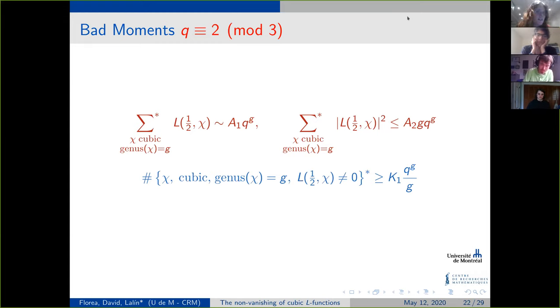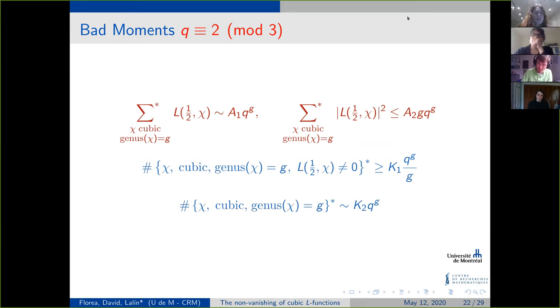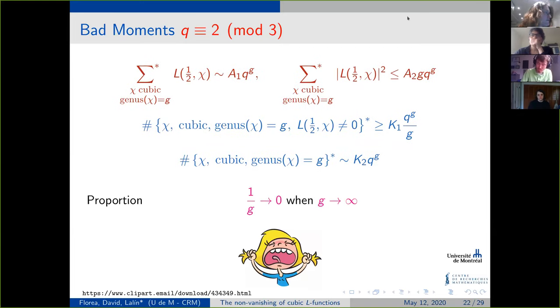Okay, so everything I'm going to say from now on is q congruent to 2 mod 3, so the non-Kummer case. So the first moment is q^G, and the second moment we can bound by G times q^G. But then if you do the trick with the Cauchy-Schwarz formula that I gave you before, the non-vanishing you get is q^G over G. And this is bad, because the number of characters is q^G. So that means that the proportion of non-vanishing is again 1 over G. So it's something that goes to 0 when G goes to infinity.